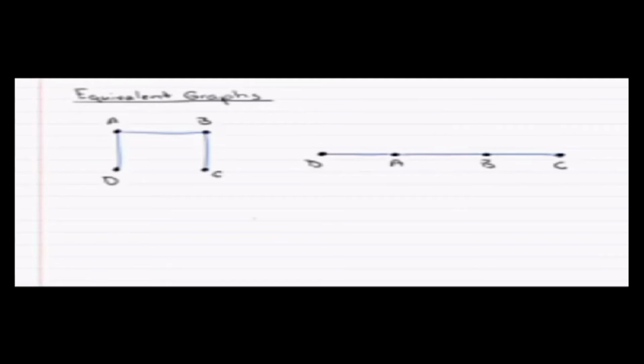Here, I get the edges between A and D, A and B, and between B and C. So, some number of vertices and some number of edges, and the edges go between the same vertices. Some graphs won't necessarily look alike but are the same thing. And I'll show you an example.